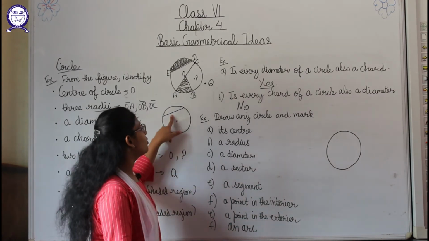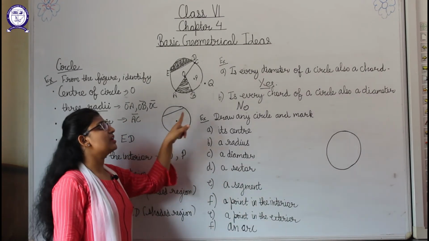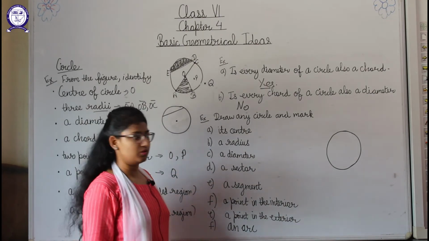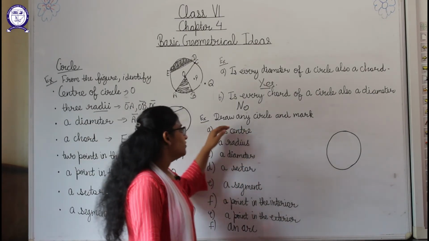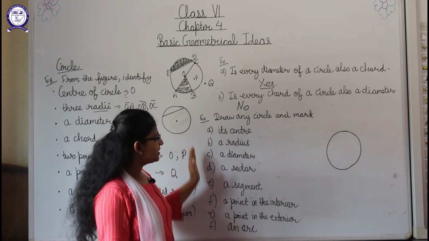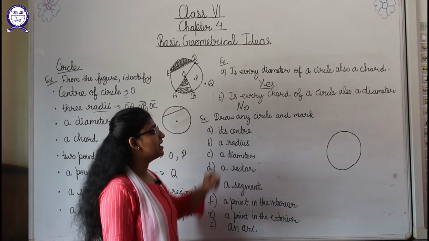Okay, if the chord is passing through the center, then it will be the diameter. Now the next example is to draw any circle and mark these points. So the first point is its center.